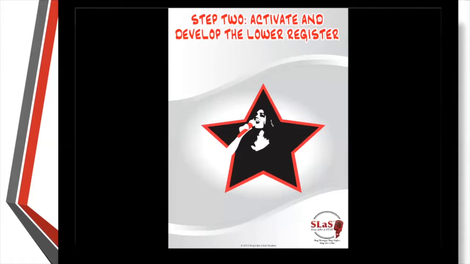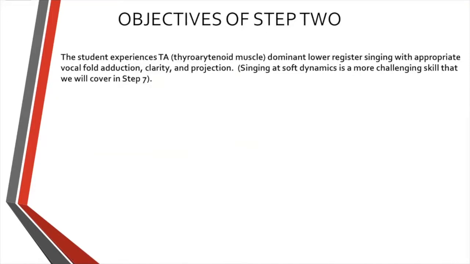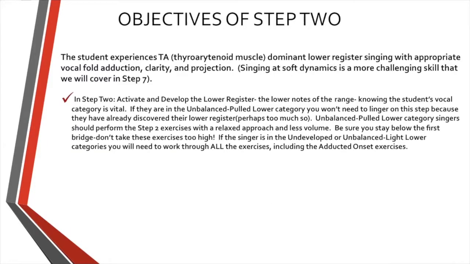Step 2, activate and develop the lower register. The objectives of Step 2. The student experiences TA, or thyroarytenoid muscle dominant lower register singing with appropriate vocal fold adduction, clarity, and projection. Singing at soft dynamics is a more challenging skill that we will cover in Step 7. In Step 2, activate and develop the lower register, or the lower notes of the range.